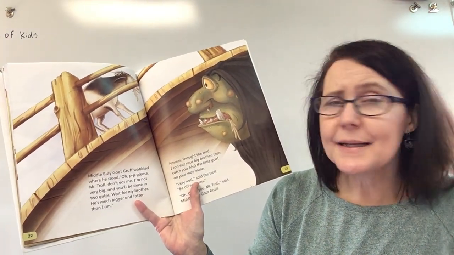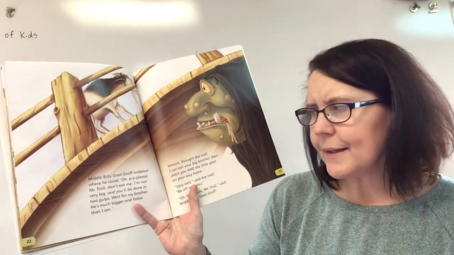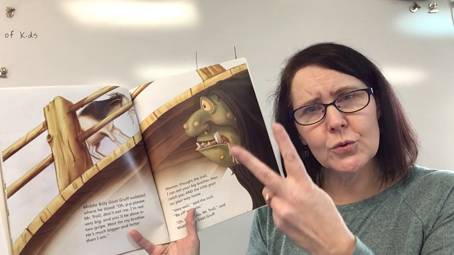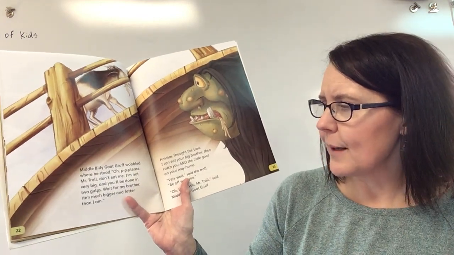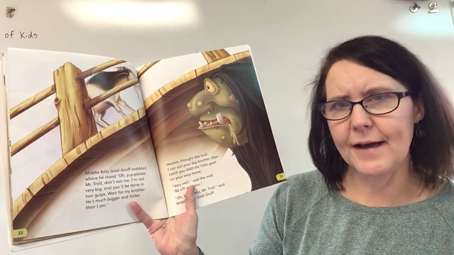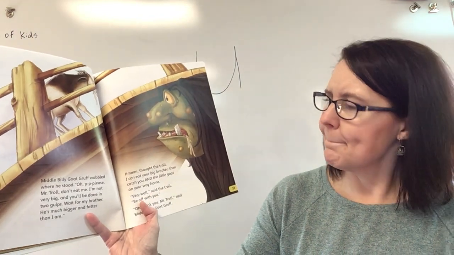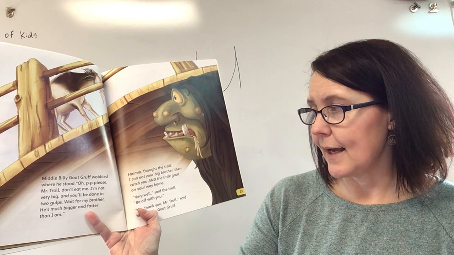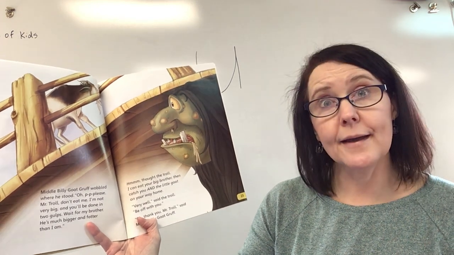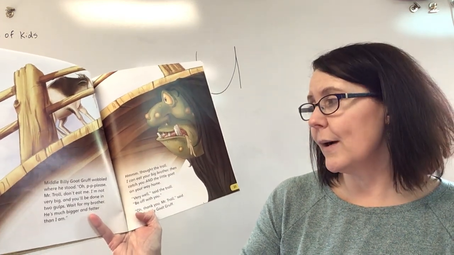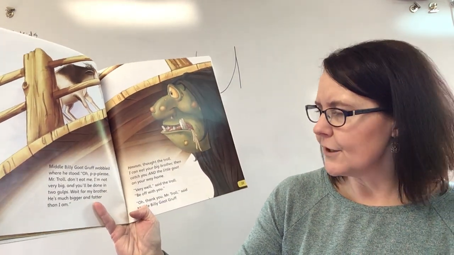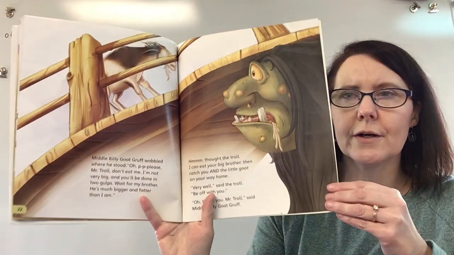Oh, but please, Mr. Troll, don't eat me. I'm not very big, and you'll be done with me in two gulps. Wait for my brother. He's much bigger and fatter than I am. Thought the troll, I can eat your big brother and then catch you and the little goat on your way home. Very well, said the troll. Be off with you. Oh, thank you, Mr. Troll, said Middle Billy Goat Gruff.